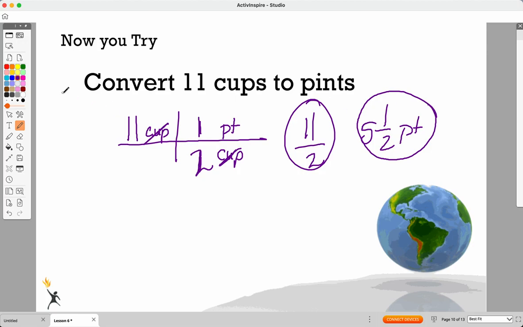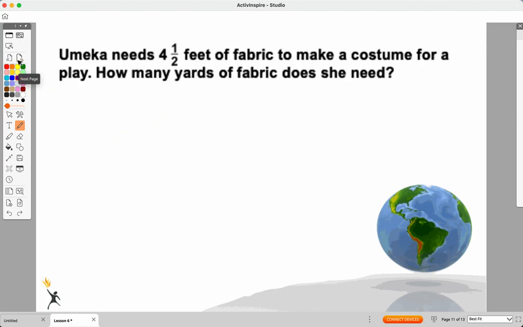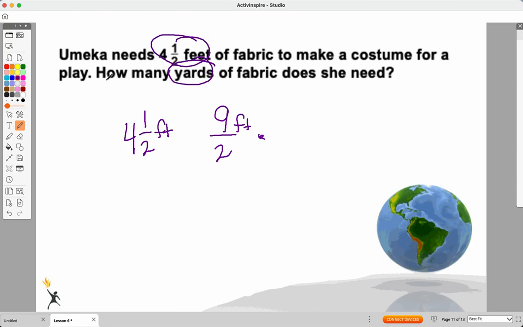All right, let's try a couple more word problems. Yumiko needs 4.5 yards of fabric to make a costume for the play. So again, there's 4.5 feet. I can't work in mixed numbers, so I'm going to make it improper. My key here is, there's my word. Yards is my other unit I need. How many tells me multiply, because it's a conversion problem. All conversion problems are multiply.